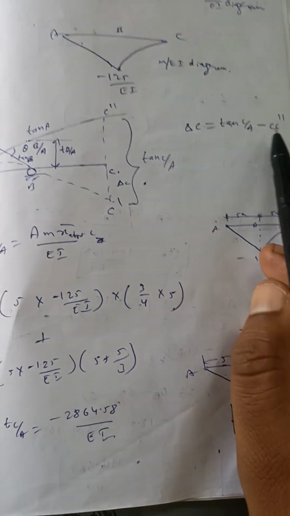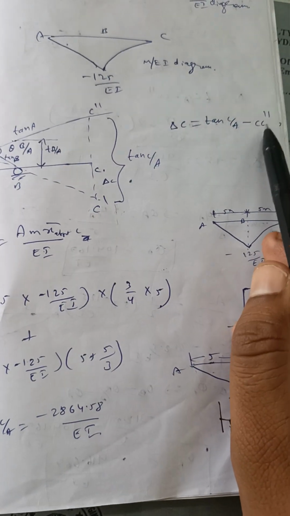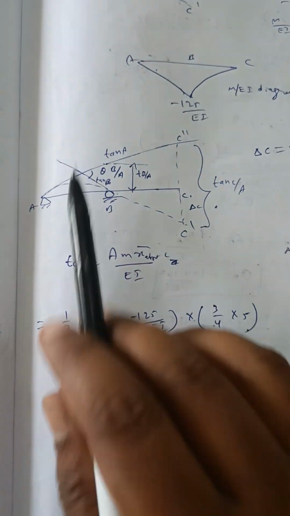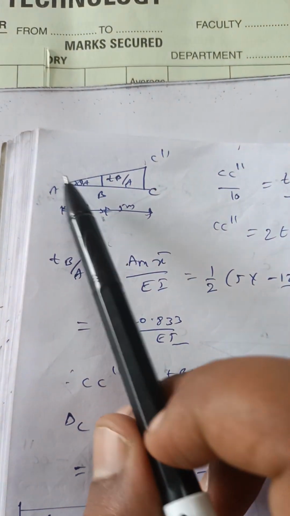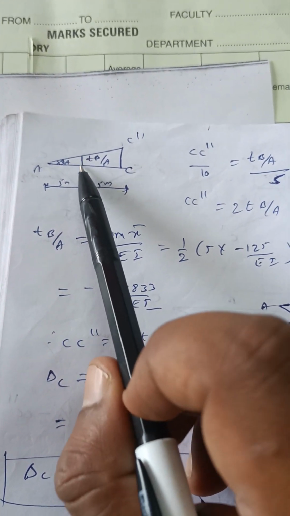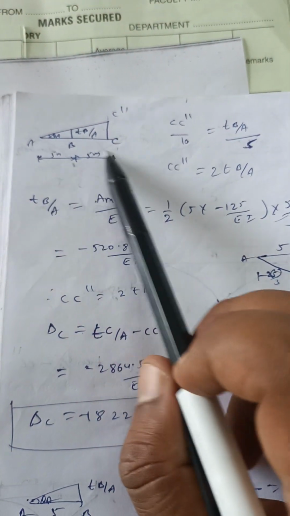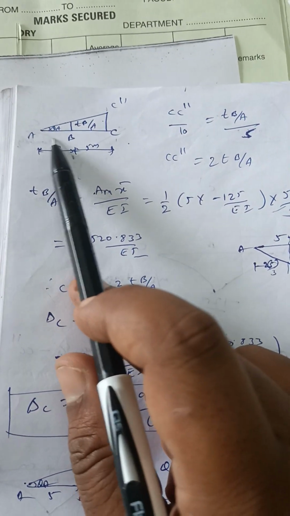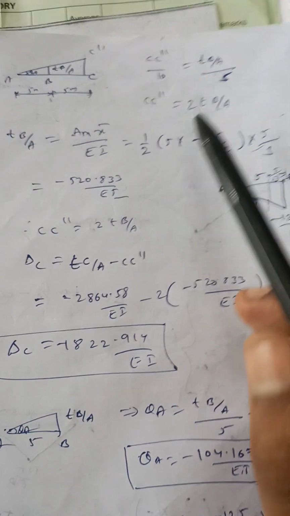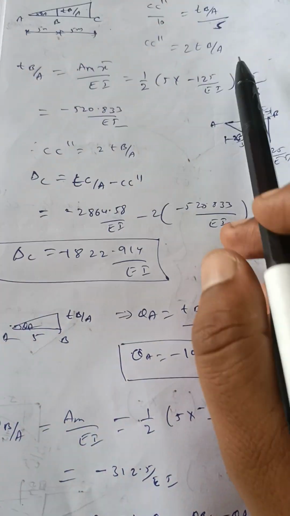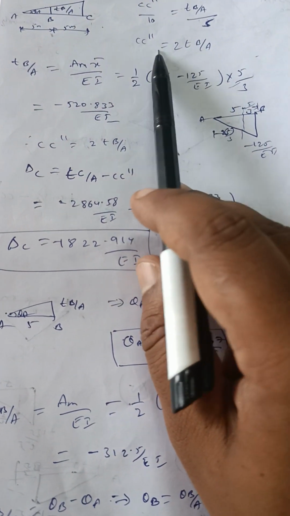Now I need to calculate CC dash. For this I am taking the whole triangle. This is the overall triangle ABC, theta A, t B by A, and CC dash. From similar triangles, CC dash by total length is equal to t B by A divided by this length. So CC dash we can calculate as 2 times t B by A. Now we need to calculate t B by A.